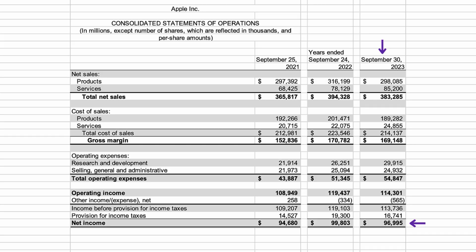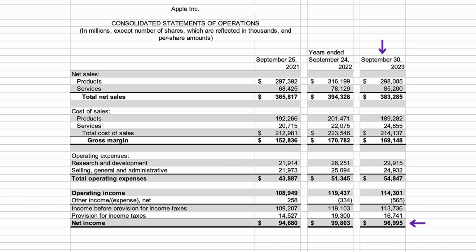Let's look at September 30th, 2023. Now you might be thinking, oh, wait, did Apple only make $96,000 in net income? No, remember. As you can see up here in the corner, it says in millions. So you just take that number, multiply it by million. So they really made almost $97 billion. It's Apple.